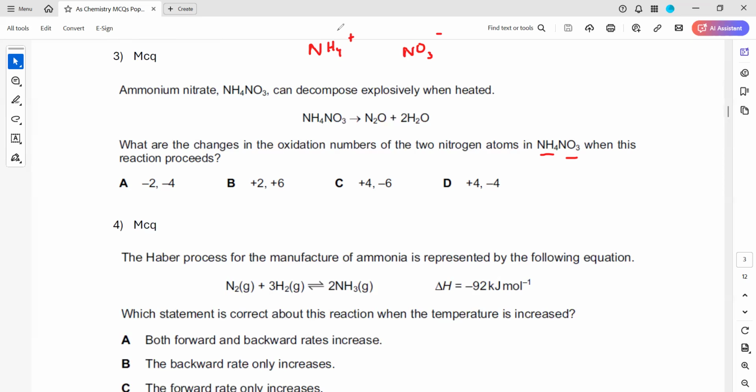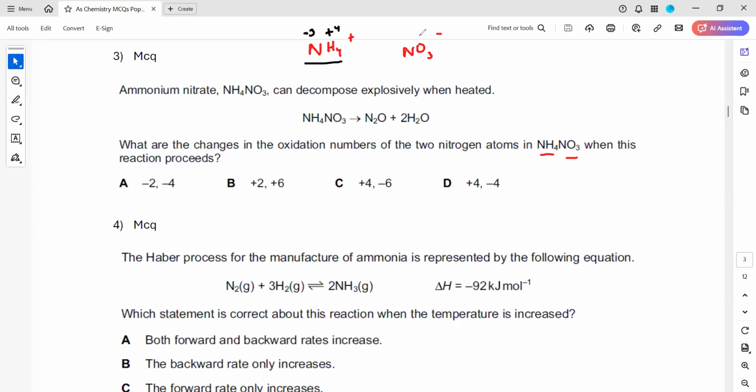So what is the charge of nitrogen in the ammonium ion? Each hydrogen is +1, so with 4 hydrogens it will be +4. So what should be the charge on the nitrogen? It should be -3. So in the ammonium ion, the nitrogen is -3 because the net charge on the ammonium ion is +1.